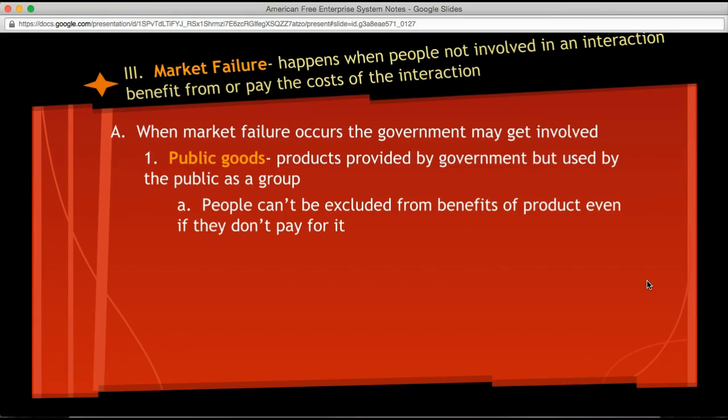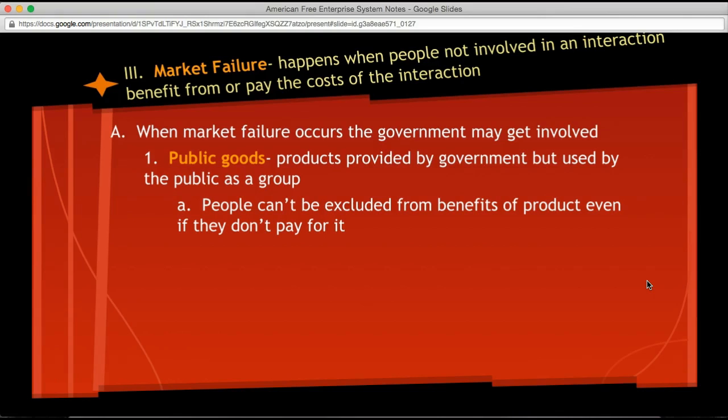Public goods also have this idea that people can't be excluded from the benefits of the product even if they don't pay for it. I'll give you, for instance, one public good would be the military. We have the military provided to us by the government, and it is providing national defense. Okay? Now let's say, for example, this will also illustrate why the government provides them and not private companies.